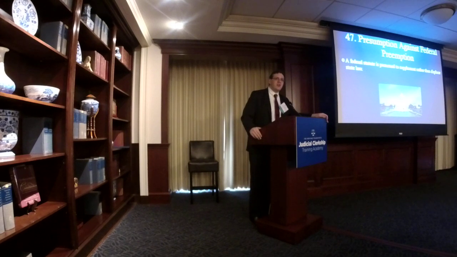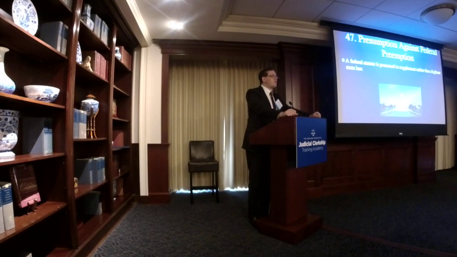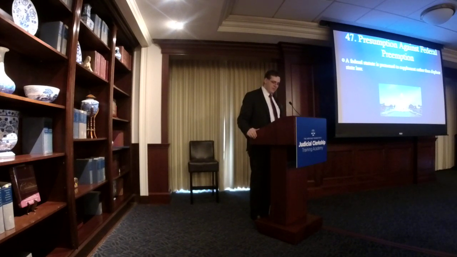47. We have a general presumption against federal preemption. As I'm sure you all know, we have a supremacy clause. And the supremacy clause says that federal law is the supreme law of the land. Any laws to the contrary in the states have no effect. So when you have a federal law in conflict with a state law, the federal law prevails. That's what McCulloch v. Maryland tells us.